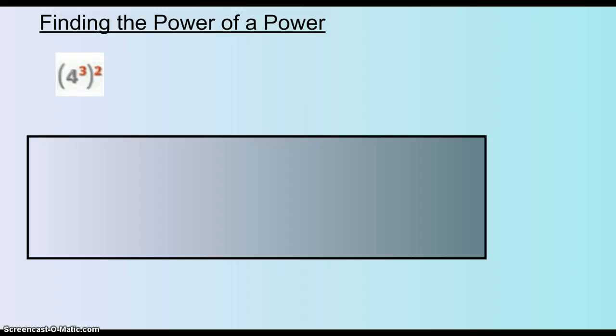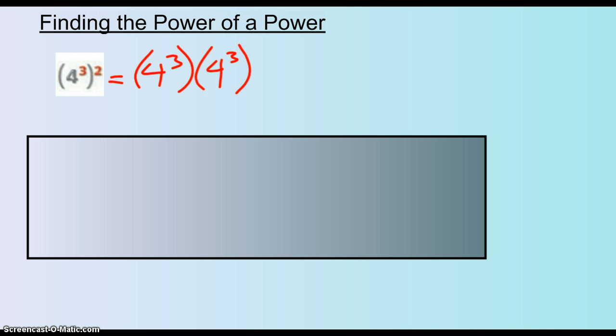The second portion of today is finding the power of a power, which derives from the multiplication laws or rules. So if I look at this example, 4 to the third all to the second power. Well, if I ever have anything to the second power, that means I multiply it by itself. So I'm going to take 4 to the third times 4 to the third.